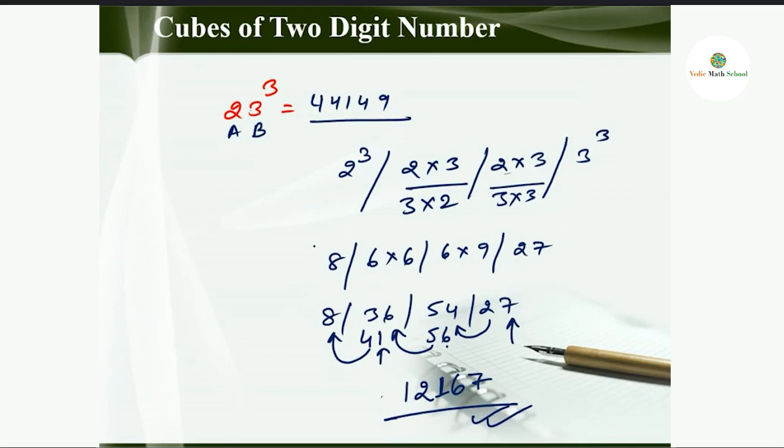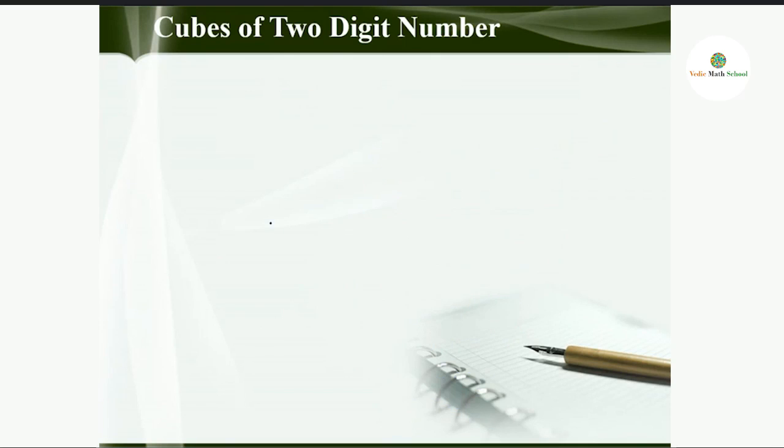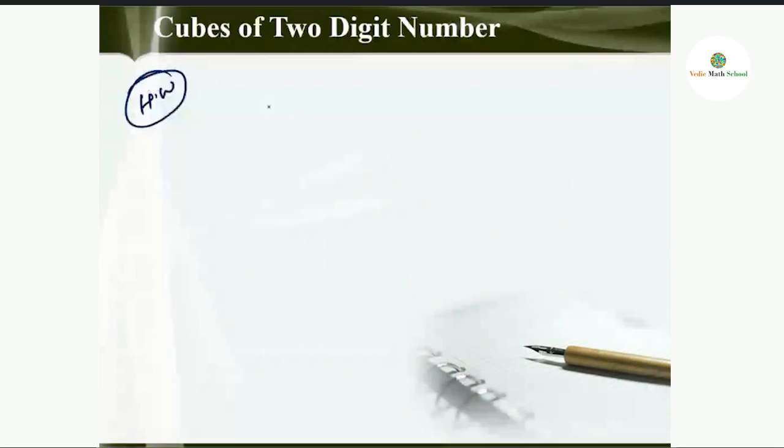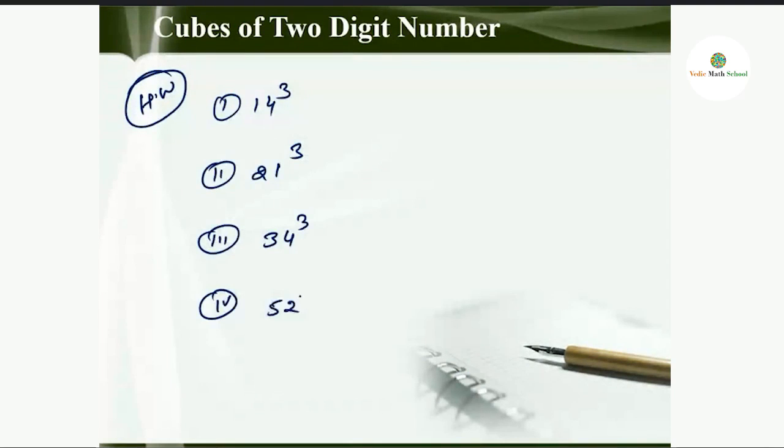Now solve a few of these questions using whichever method you want to use. You have to solve 14 cube, 21 cube, 34 cube, 52 cube, and the last one, 17 is already done. I'm writing 13 cube. If you solve these questions correctly, you will understand the process. Okay. See you in the next class.